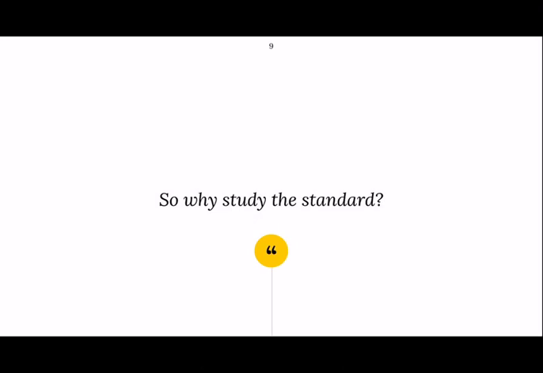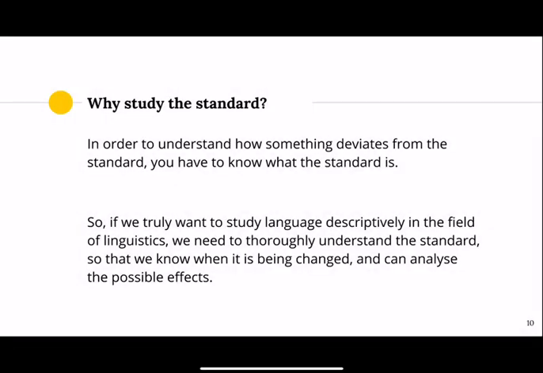We look at the standard, so standard Australian English, because we need to understand how something deviates, or if something deviates from the standard, we need to know what the standard actually is. If we want to study language descriptively in the field of linguistics, we need to thoroughly understand the standard so that we know when it's been changed. And that's why we've been going over in so much detail all of the grammatical concepts that we have been covering all throughout term 1.